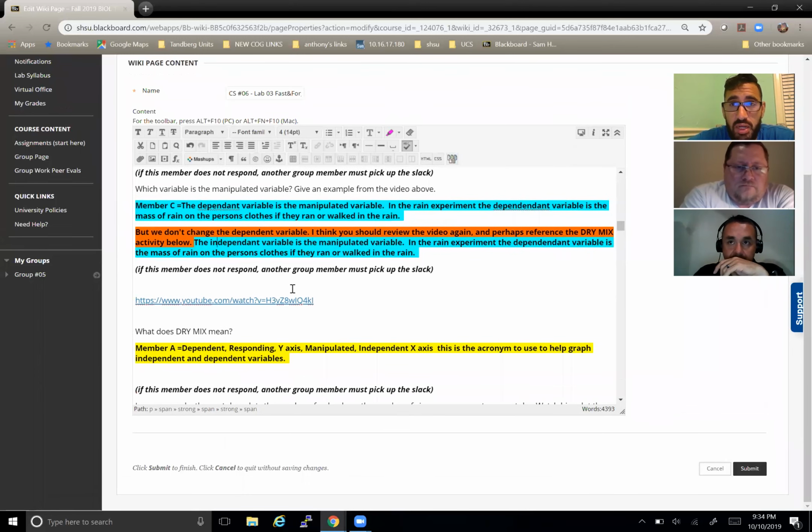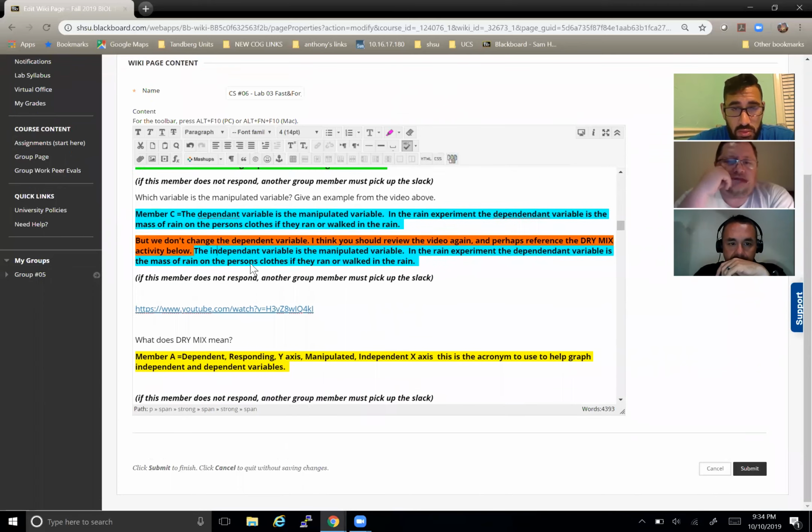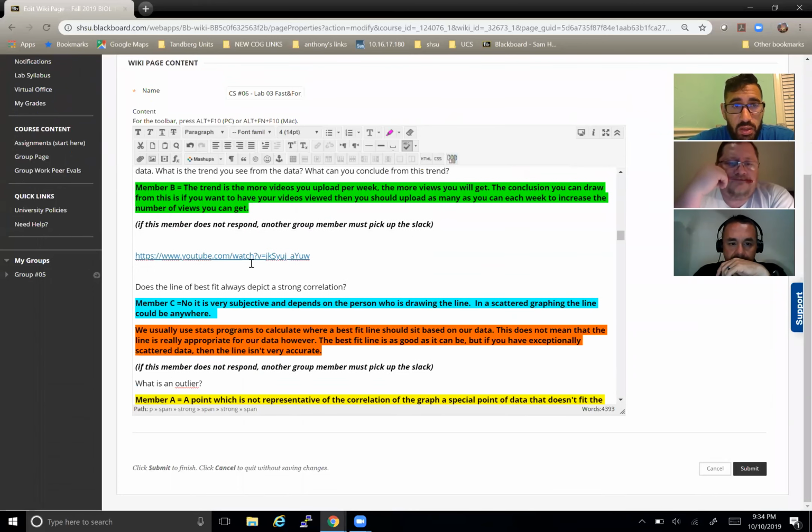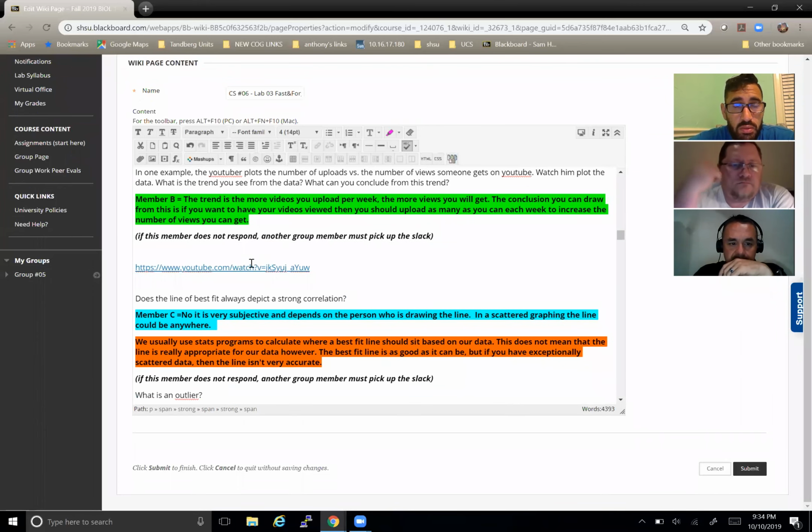Good with that, Eddie? Yeah. All right, here. And then this one, where there's no line, is very subjective and depends on the person who's drawing the line. In a scattered graph, the line could be anywhere. Usually, stats programs calculate where a best fit line should sit based on our data. This does not mean that the line is really appropriate for our data. However, the best fit line is as good as it can be, but if you have exceptionally scattered data, then the line isn't very accurate.